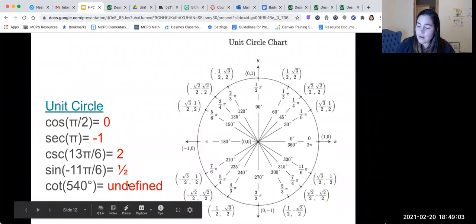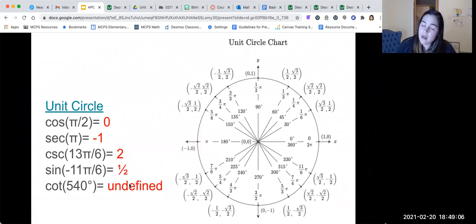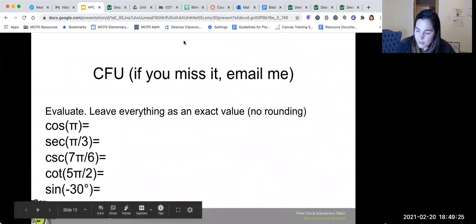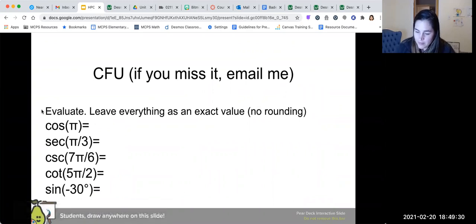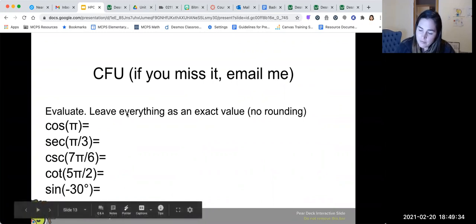Okay, so we're going to have little checks for understanding periodically that are graded. I want to make sure that you get a lot of practice with this and a lot of proficiency, because it's one of the most important things you can access for calculus, just being able to evaluate that pretty fluently. So here's a CFU. If you missed it, email me and I'll give you another one. But the idea is to evaluate, leave everything as an exact value. Please don't round. And these are the 5 problems.